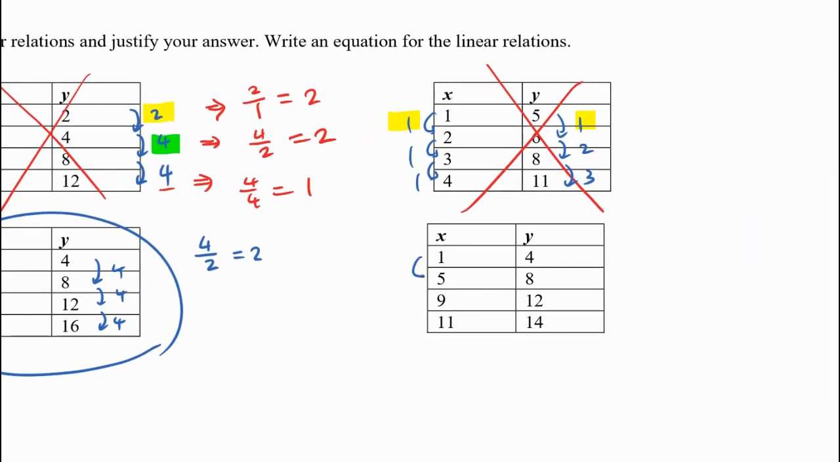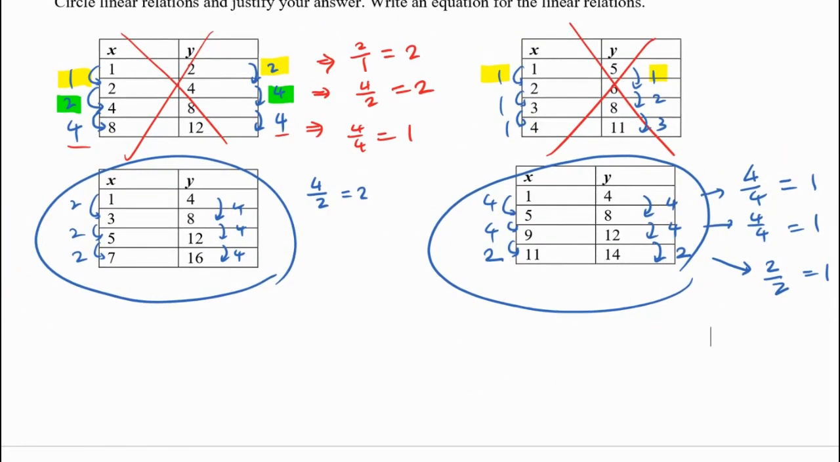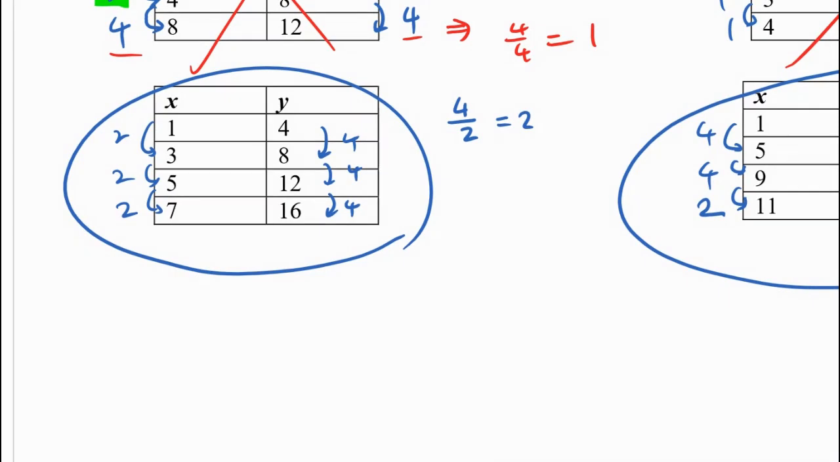And the last one, x is increased by 4, 4, 2 and y by 4, 4, 2. What's the rate of change, everyone? 4 over 4 and 4 over 4, and the last one is 2 over 2. So what's 4 over 4, everyone? 1, 1, and 1. So this is also a linear relation because it's a constant rate of change. So we need to look at the ratio. All right? Okay, the first one, 4 over 2, this is the rate of change.